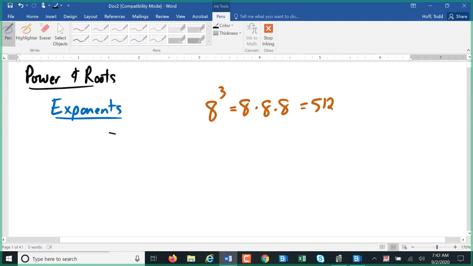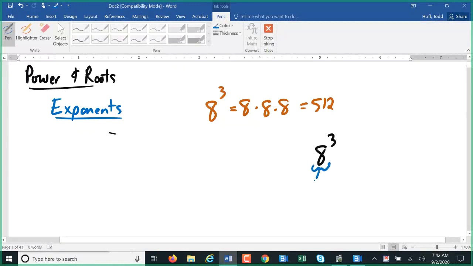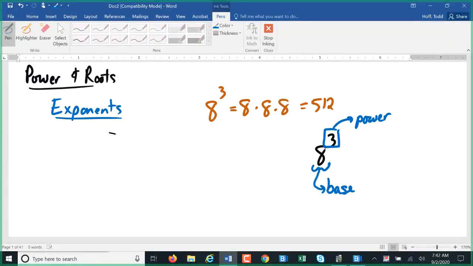Well, that exponent has the two parts, as we said. The 8 is called the base. That's the number that this exponent is acting upon. The 3 here is called the power. That's telling us how many times that base is repeated in our repeated multiplication here.